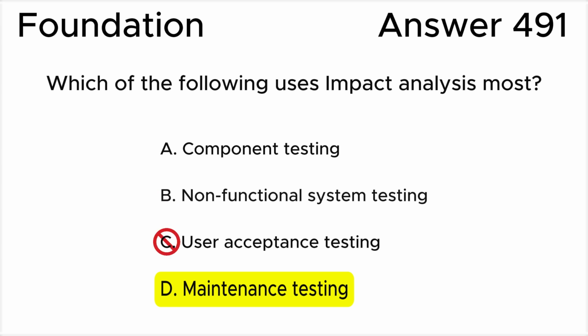Answer C is not correct, because UAT, user acceptance testing, mainly verifies if the system meets business needs. Impact analysis is not the primary focus. My recommendation: please remember maintenance testing to pass the ISTQB Foundation Level exam.